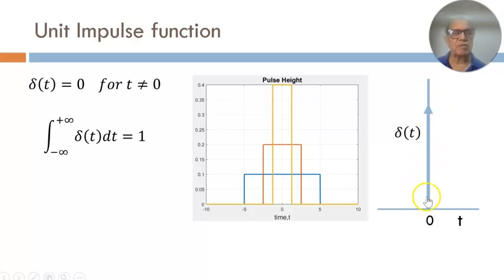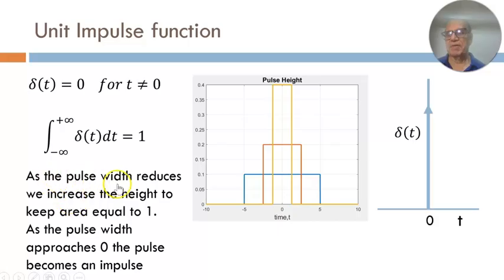However, it is a very important function because, as we shall see, a lot of analysis can be done by the use of unit impulse function for signals as well as systems. All right. So whatever I have been saying here about the generation of the unit impulse by using the limiting process is repeated here. As the pulse width reduces, we increase the height to keep the area equal to 1. As the pulse width approaches 0, the pulse becomes an impulse.